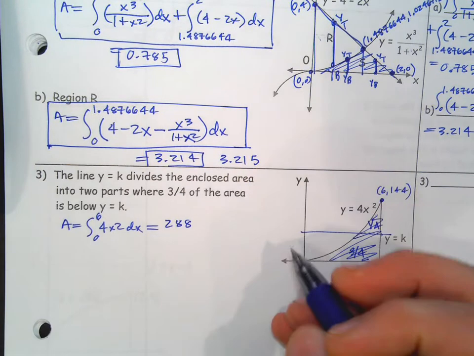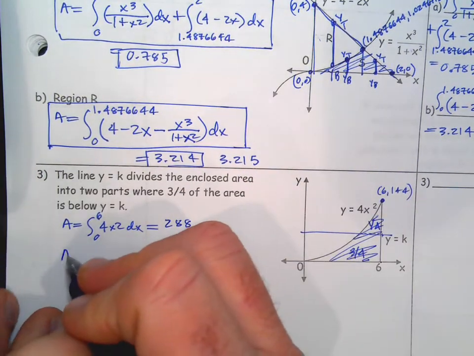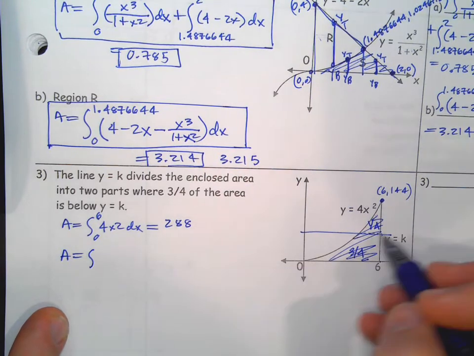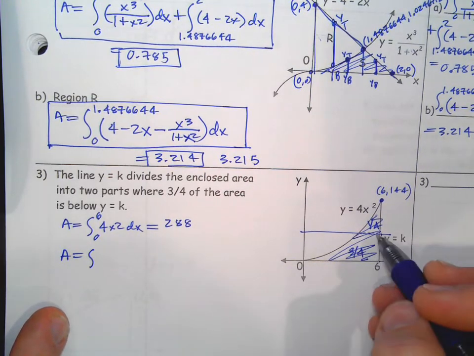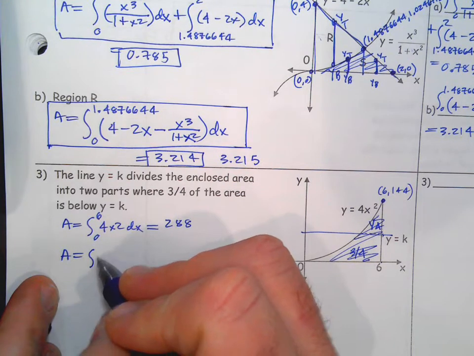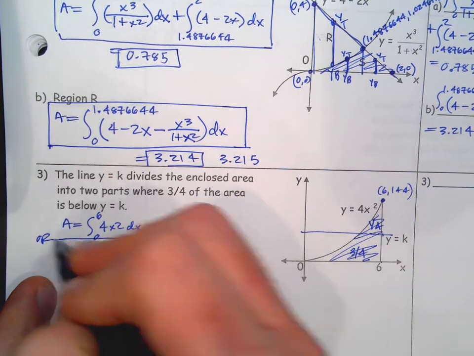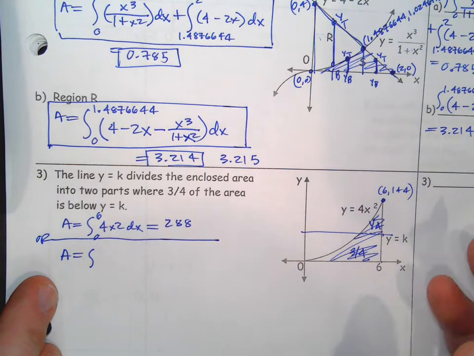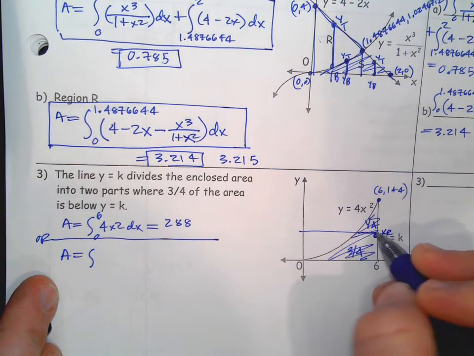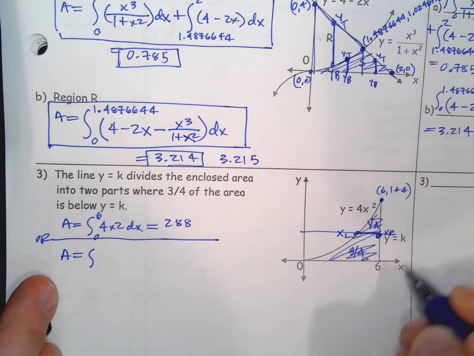Okay, or you could do it with horizontal slicing. The next part you're going to have to do with horizontal slicing to find y equals k. This is the horizontal line. You're going to have to. So instead, you could have started with horizontal slicing because you know you're going to have to anyways. And that would be x right minus x left.